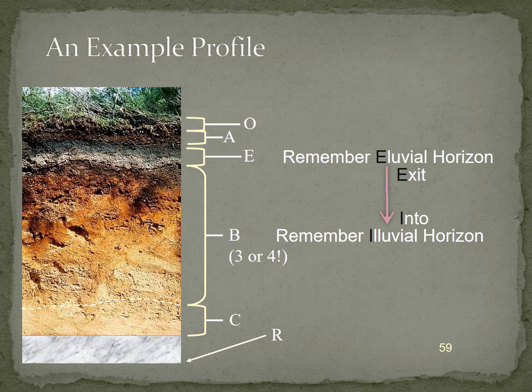So here's an example profile where we have an O horizon, an A horizon, an E horizon, and then a whole bunch of BT horizons, 3 or 4, followed by a C horizon and then bedrock, known as an R horizon.